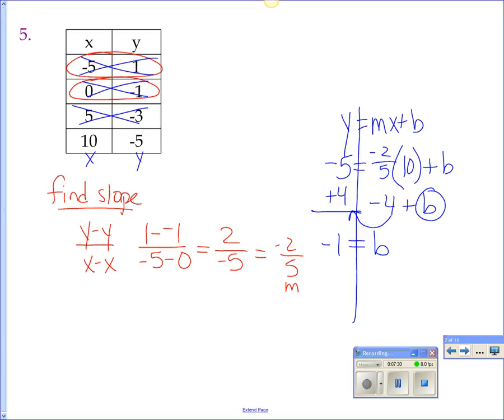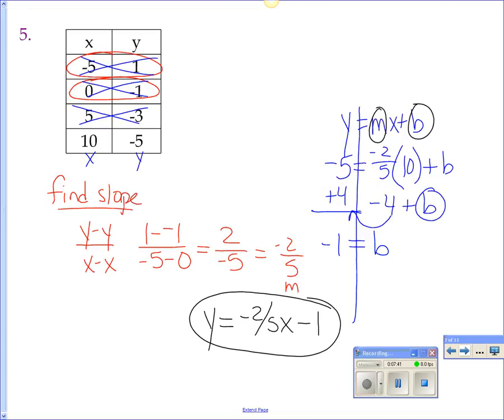For my final answer, I need my milk and my brownies. So it's going to be y equals negative 2 over 5x minus 1.